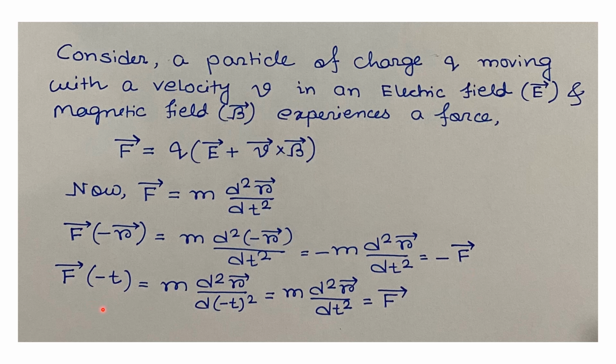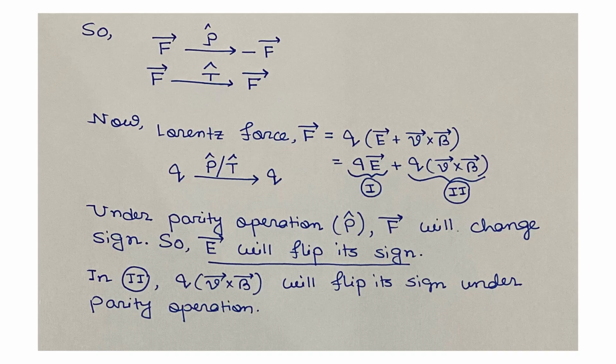Now if we replace the time by minus t, then the force vector will be m times d2r d of minus t square. So this will be m d2r dt2, and that is the same as the force vector, that is F vector. So what we have learned is, if we operate the parity operator on the force vector, the force vector will flip its sign under space inversion or reflection. So this will become minus of F. But under time reversal operation, the force vector doesn't change its sign.